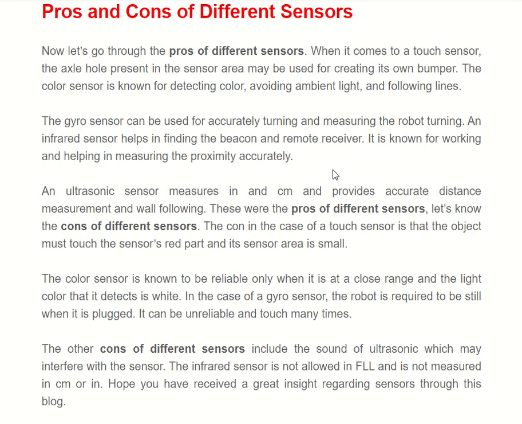So about the touch sensor. The con in the touch sensor is that the object must touch the sensor's red part, and its sensor area is very small. Now the color sensor is known to be reliable only when it is at close range and the light color that it detects is white. Now the gyro sensor, the robot is required to be still when it is plugged in, and it can be unreliable at times.